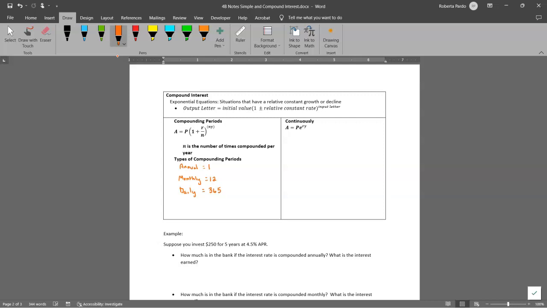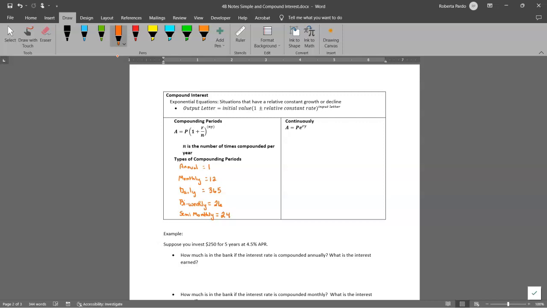If it is bi-weekly, bi-weekly is the same thing as getting paid every 2 weeks. There's 26 of those. If we have semi-monthly, that's getting paid, say, the 1st and the 15th, or the 15th and the 30th. There are 24 of those.